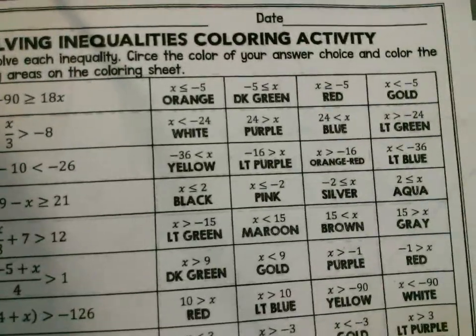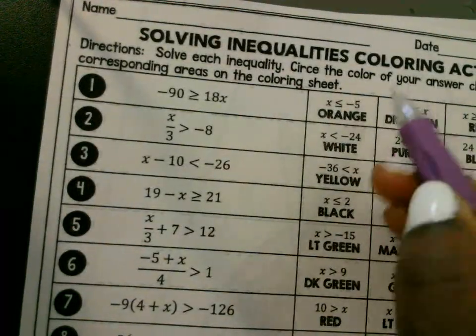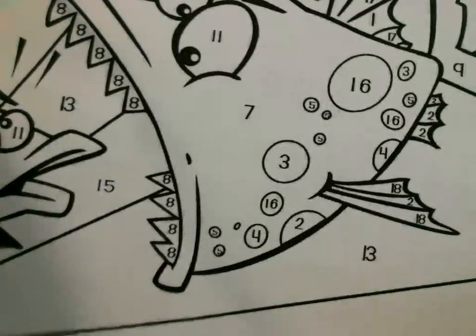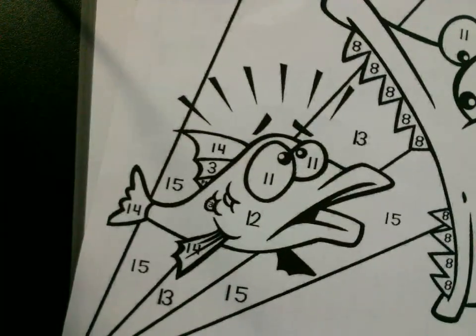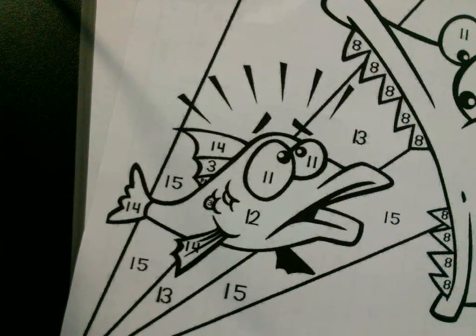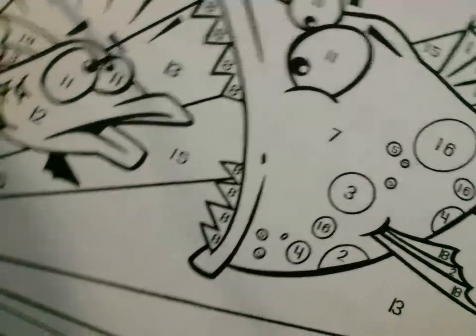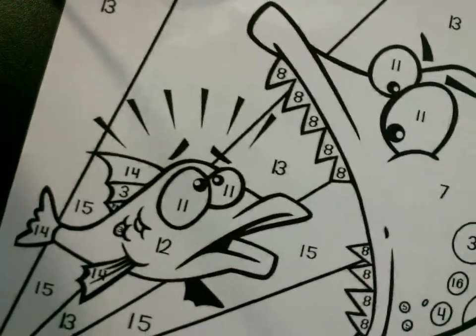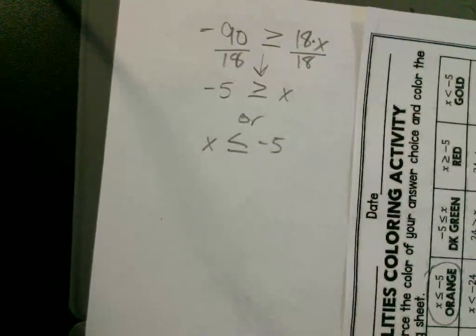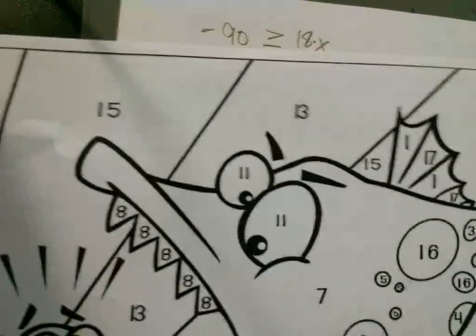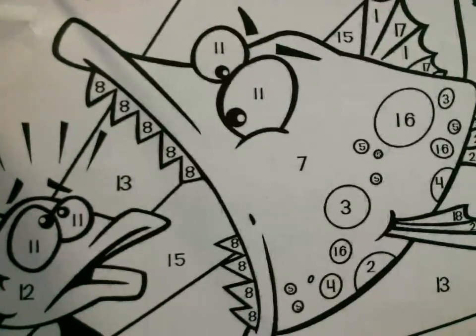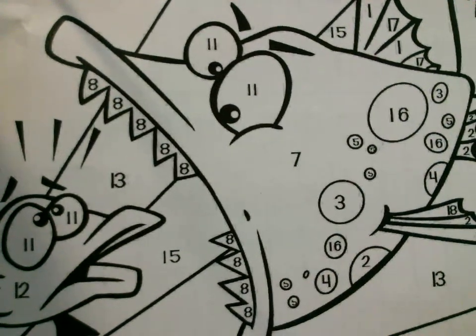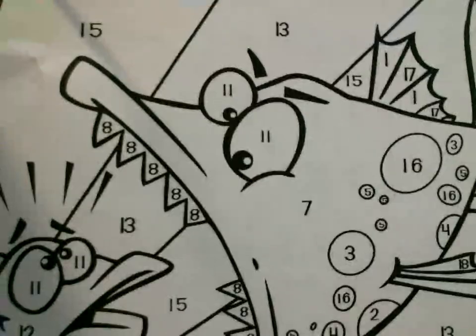Which one is that? That is orange. So we are going to color number ones. We're going to color all the number ones, or the places that we see number 1, orange. Every place that you see number 1, we're going to color it orange. Do you see one? You see it now? Okay, we're going to color the ones orange.